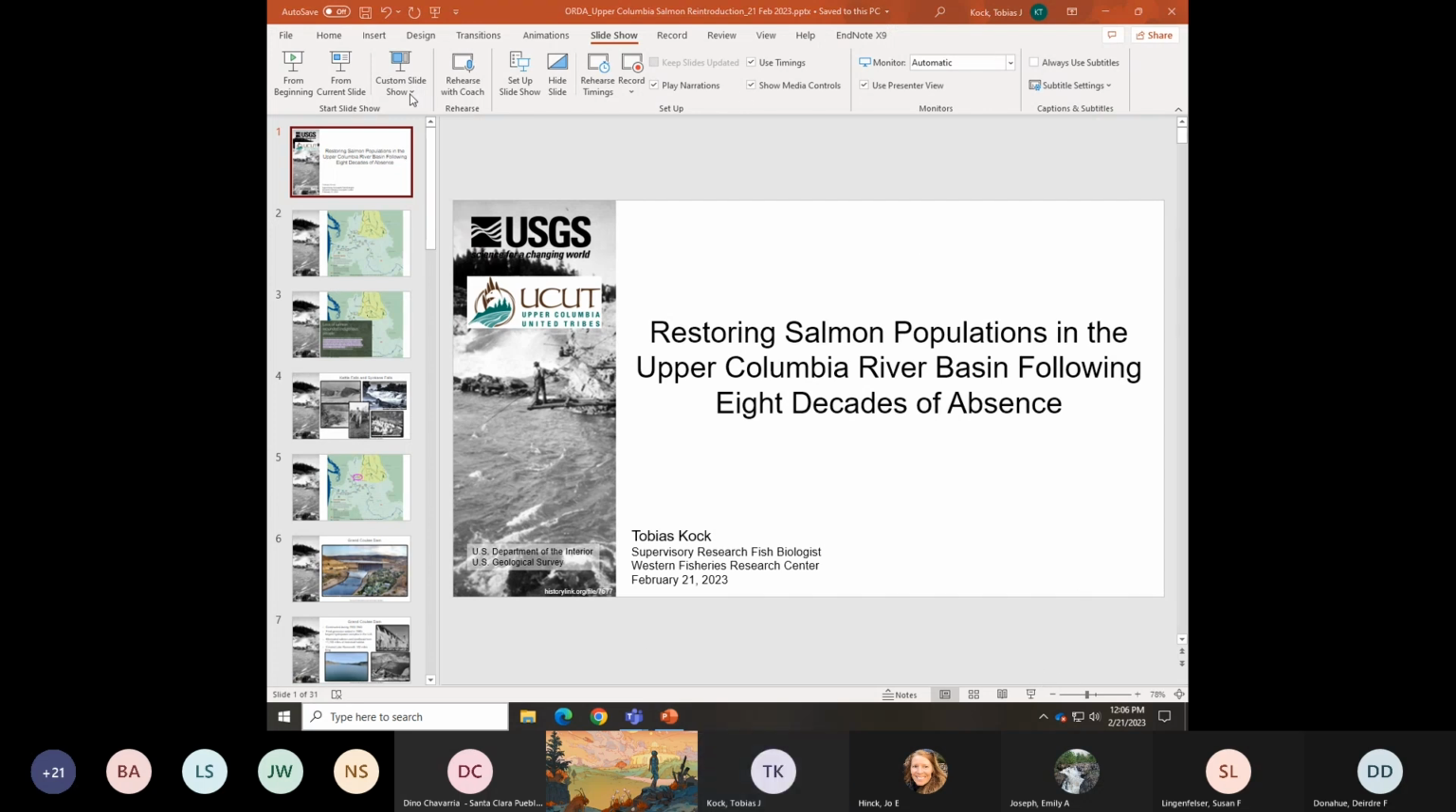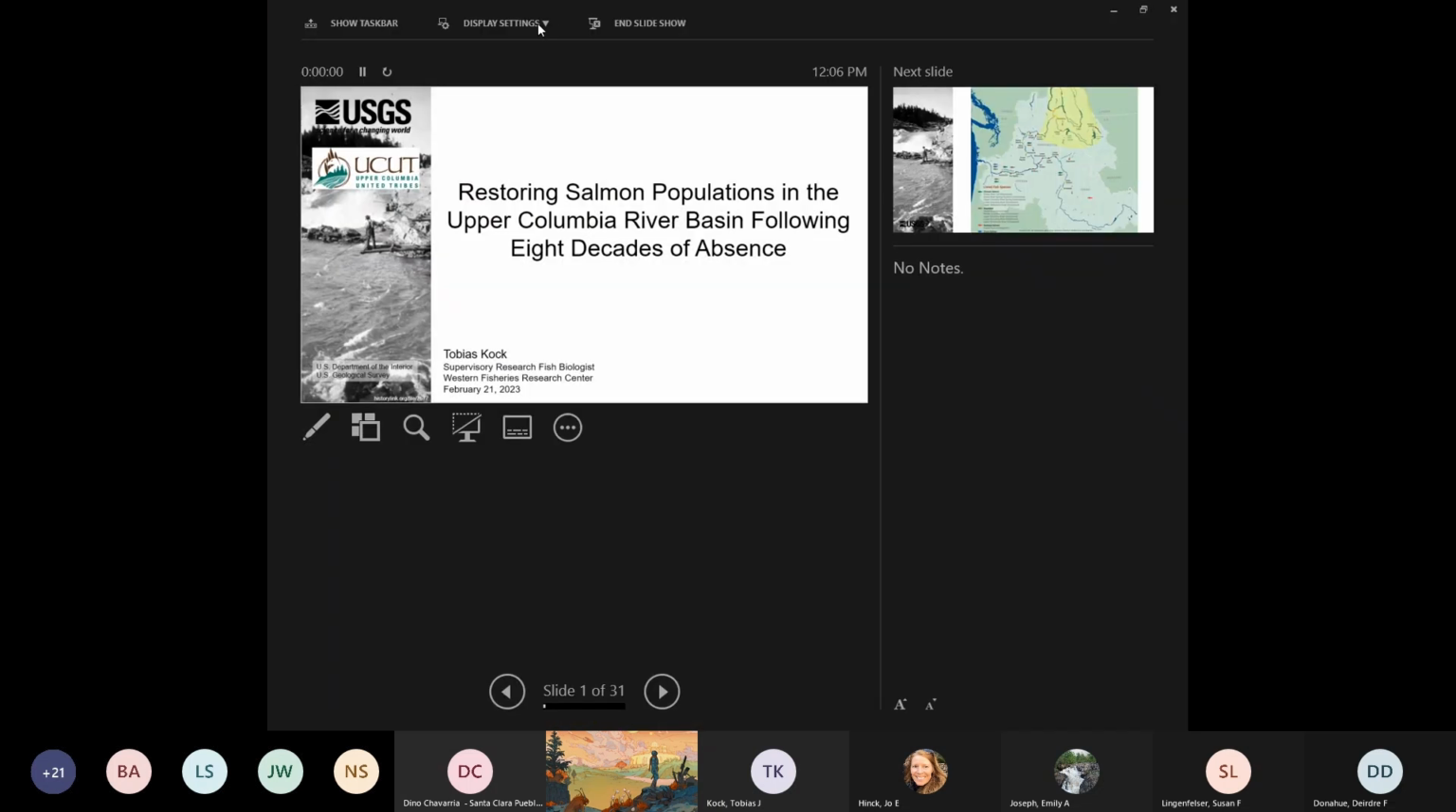Logos include the U.S. Department of the Interior United States Geological Survey, USGS, and Upper Columbia United Tribes, UCUT. Tobias Kock, Supervisory Research Fish Biologist, Western Fisheries Research Center. February 21, 2023. U.S. Department of the Interior and U.S.